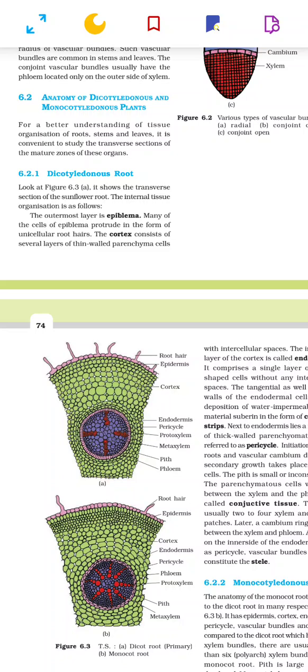2 to 4 xylem and phloem patches are present. There are protoxylem and metaxylem. Protoxylem is present towards the pericycle, and metaxylem is present towards the pith. This condition is called exarch condition. Pith is present in the center, and phloem is present between the xylem. That's why radial type of vascular bundles are present.